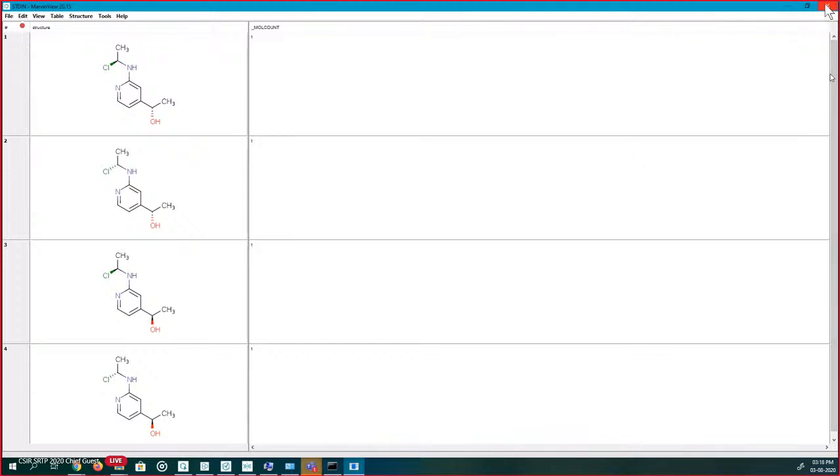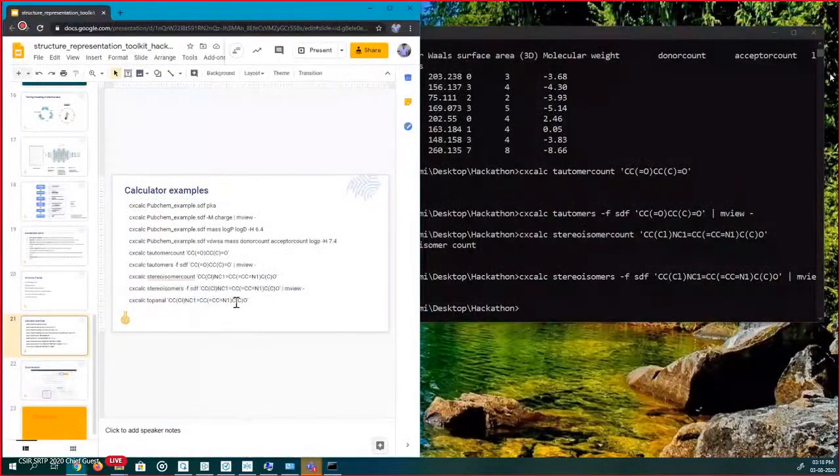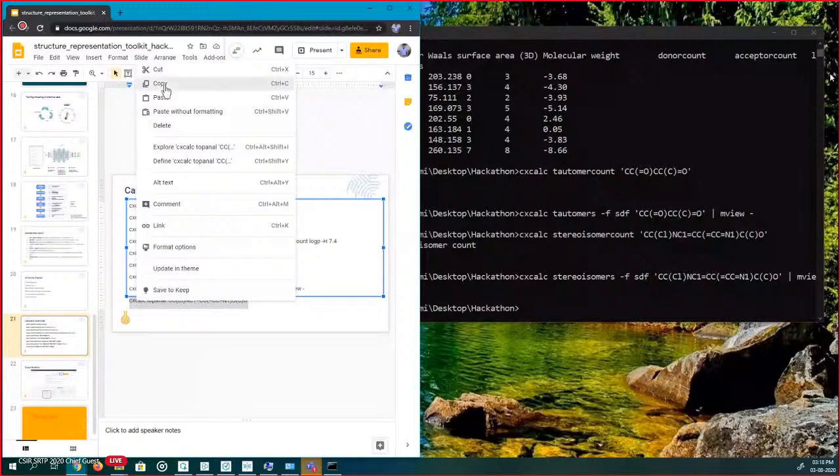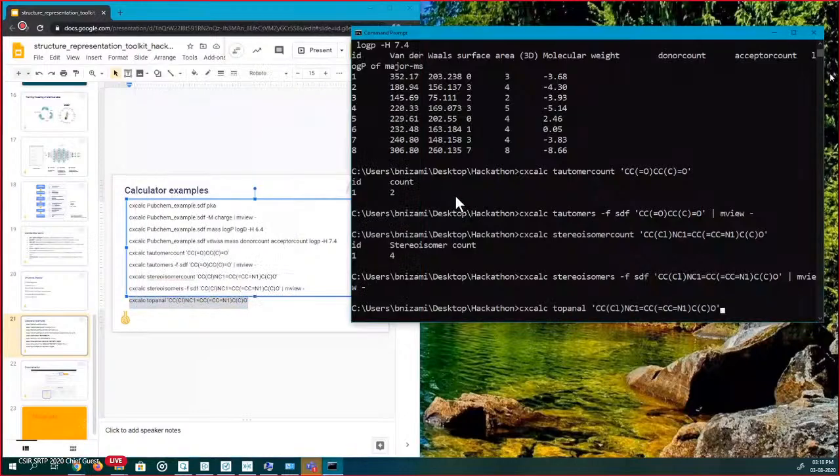All right, the next one is cxcalc topological analysis. Basically, this one calculates a bunch of properties. This calculates topological descriptors. With this, you can generate different topological descriptors, which are most probably useful in QSAR and these kinds of analysis.